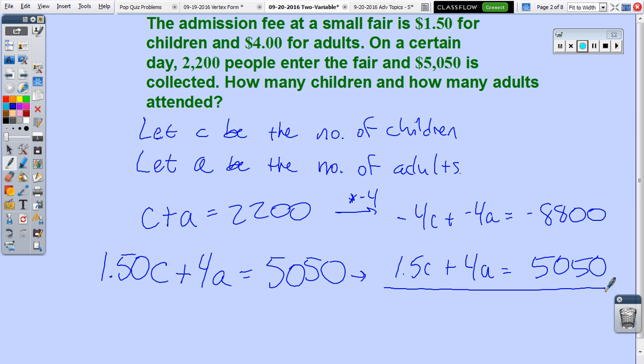So if I go ahead and add this, what's -4C plus 1.5C? I've heard 2.5, I've heard -3.5... -2.5C, there you go. Good. Just distributing the -4 to each term.